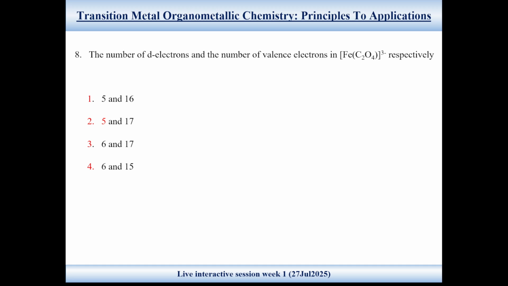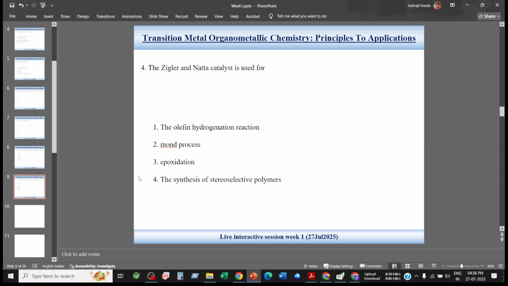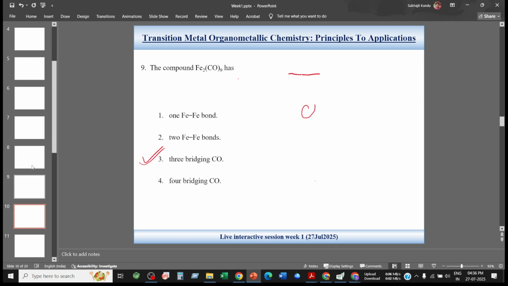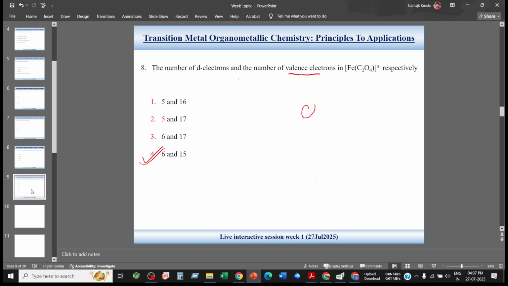It should be oxalate 3. Yes, I'm getting around minus 1. So it should be 3 plus 3. Oxalate 3. Calculate it as oxalate 3; the oxalate ion would be there. Okay. Now it's correct.